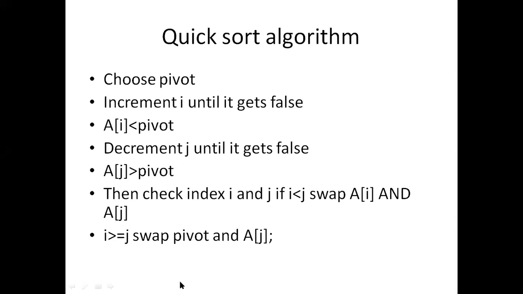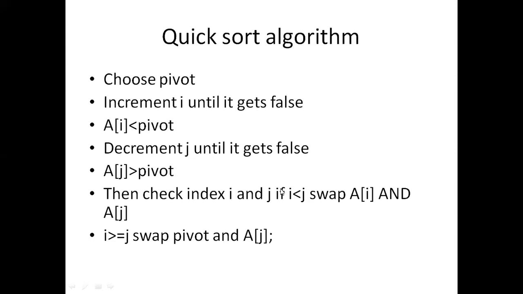Choose the pivot element. The pivot element may be the middle element, last element, first element, or any element of the given array. Then you have to choose the i and j values. i is the low value and j is the high value in the index. A of 0 is i and A of max index is j. So you can choose the first element as the i value and the last element as the j value.